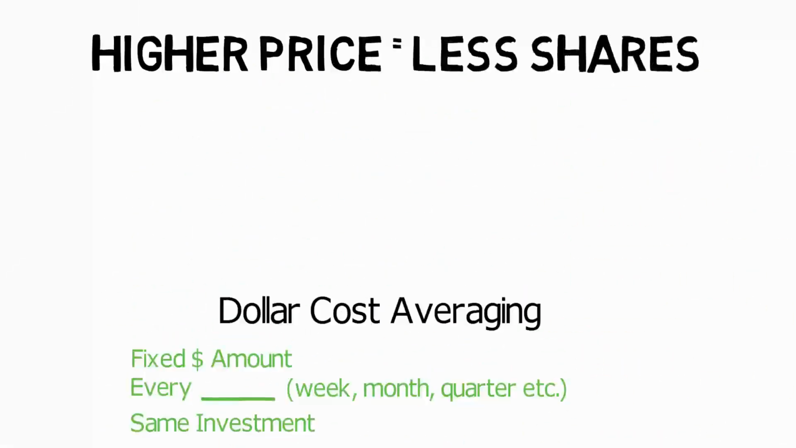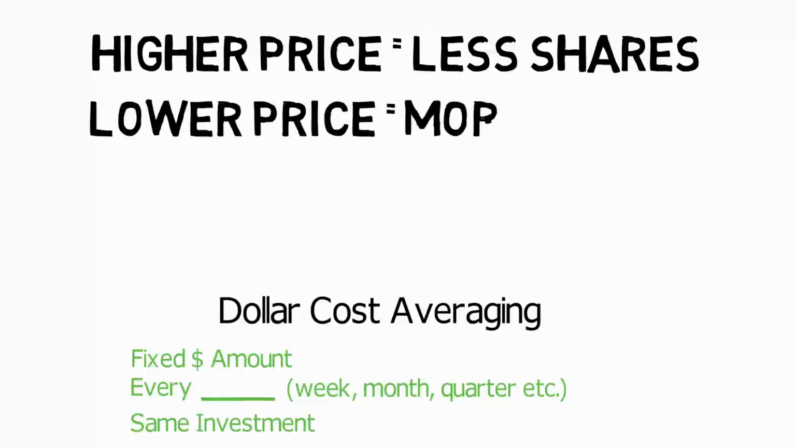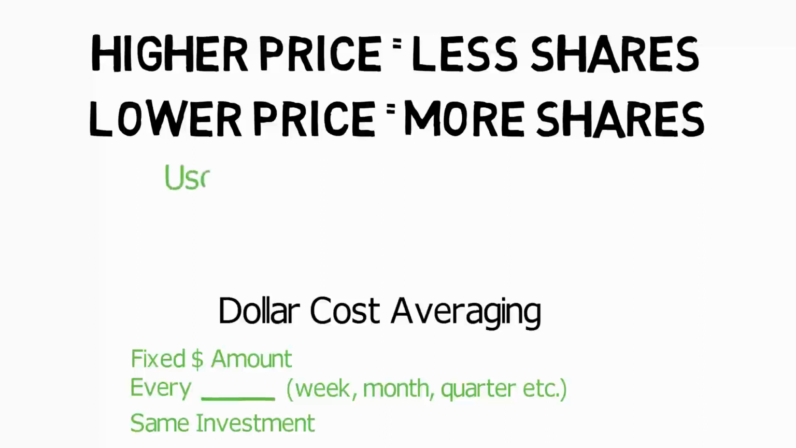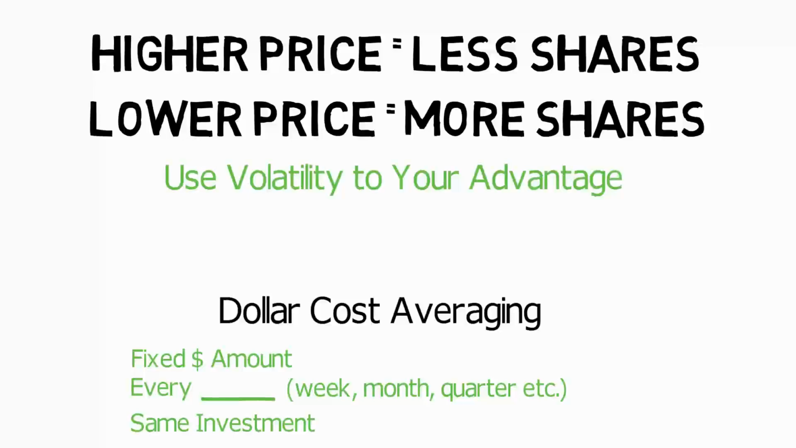So the theory with dollar cost averaging is that the higher the price of the fund goes, the less shares you buy. The lower it goes, the more shares you buy. Assuming that you have an investment that you have done a good amount of research on, and you are confident that over time it will rise in value, dollar cost averaging gives you the advantage of making the volatility of the fund work in your favor.